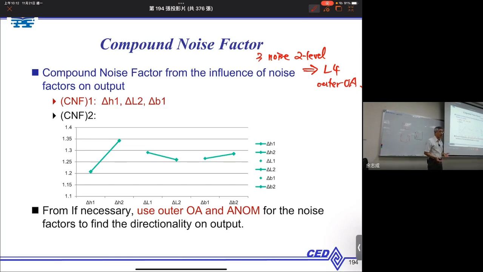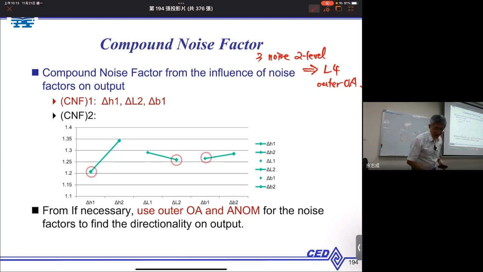But if we know the influence of each noise factor, we know if the delta H is on the higher level, which is plus delta H, minus delta H, the influence on the output, the stiffness, will be this way. Again, at the same time, the influence of length on the output will be in this direction. This is analysis of mean. This is the effect plot. In this case, we are using the effect plot on the noise factors instead. And the influence of the noise factor delta B will be this way.